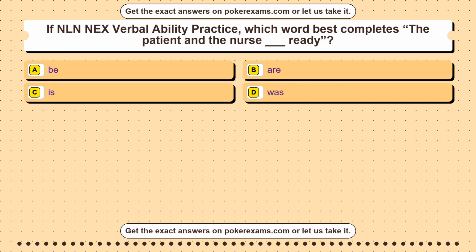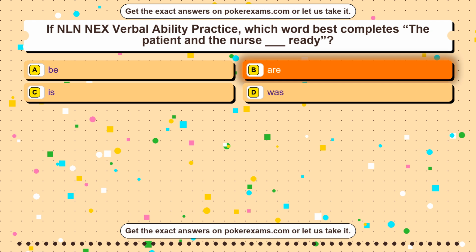Question 20. If GED statistics practice, which operation undoes multiplication by 5? Option A multiply by 10. Option B divide by 5. Option C add 5. Option D subtract 5. The correct answer is option B.